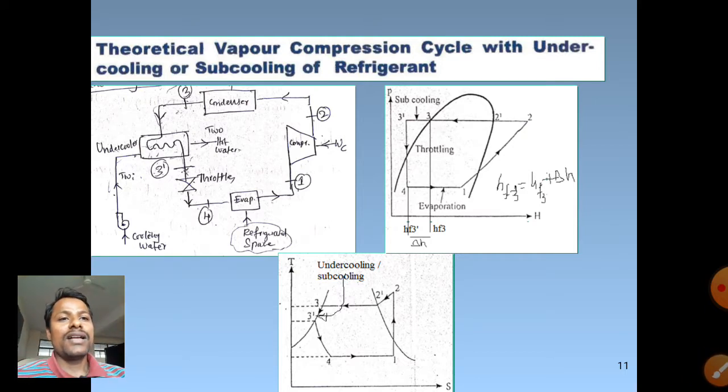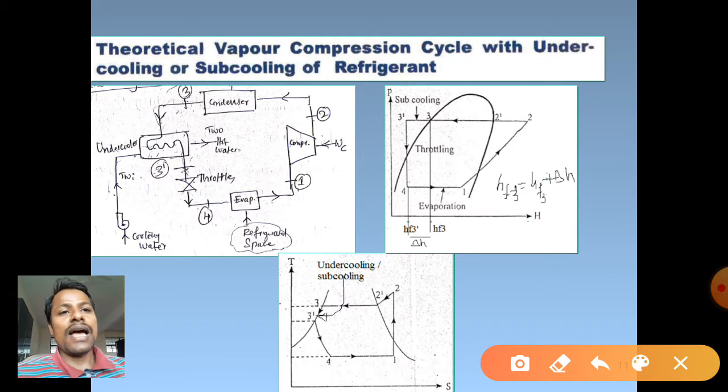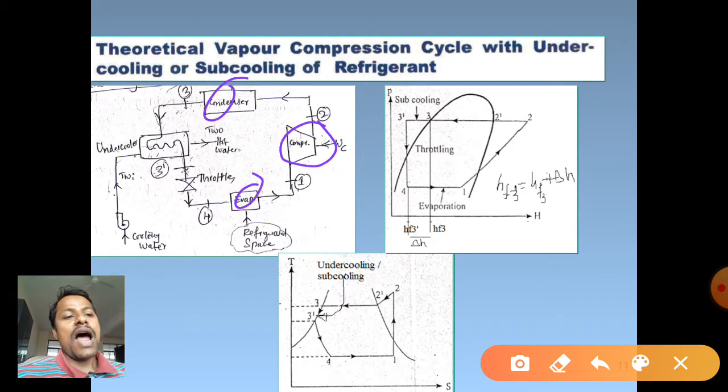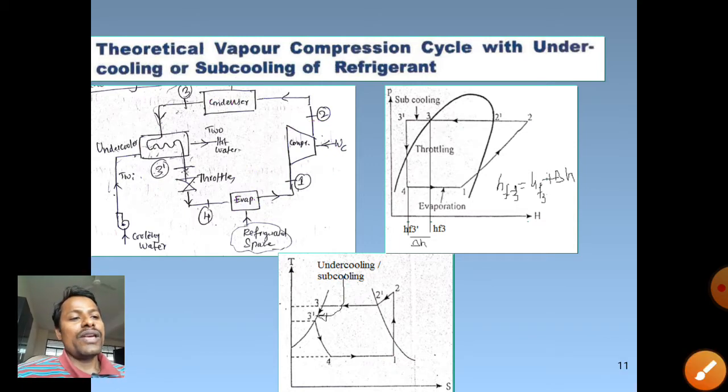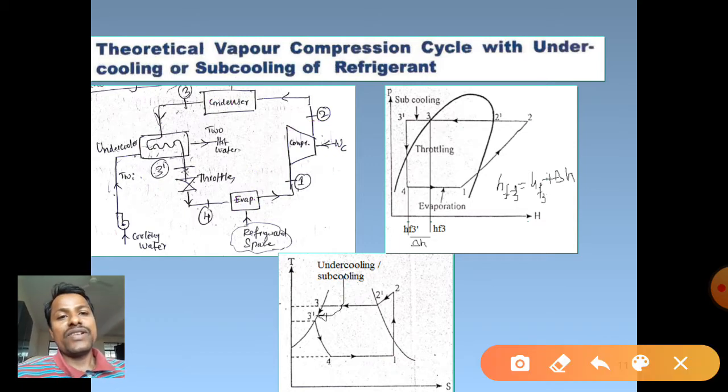So here first, as usual, I have compressor, condenser, then again evaporator. After the condenser, we are cooling the refrigerant below its saturation temperature. How to cool that? At the outlet of the condenser, saturated liquid refrigerant comes out, then it enters a heat exchanger.